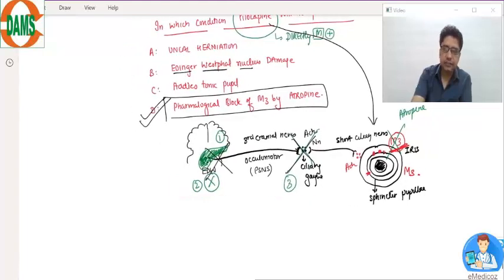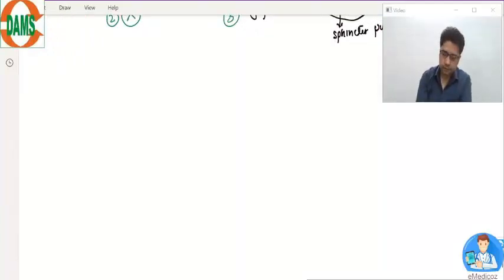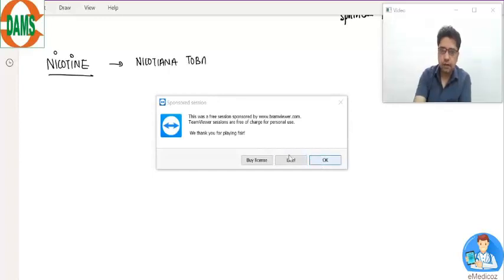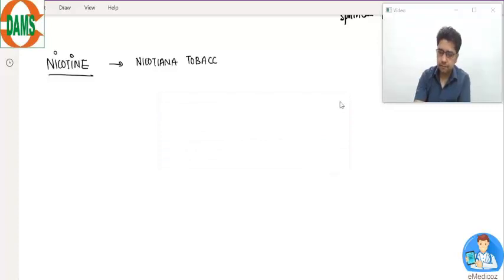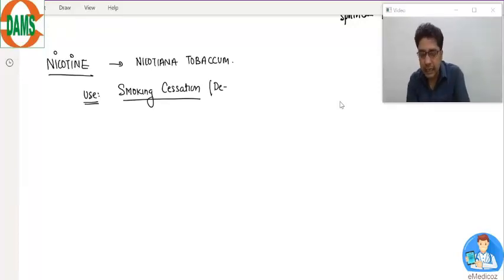Let's move ahead. Next drug. Pan masala. Colinergic we will not discuss. Next is PAN. N for nicotine. Now, nicotine, we all know, it is obtained from a plant, Nicotiana tabacum. Okay. Now, what is the use of nicotine? Nicotine is given for smoking cessation, or smoking de-addiction. Okay. Now let's hear only.